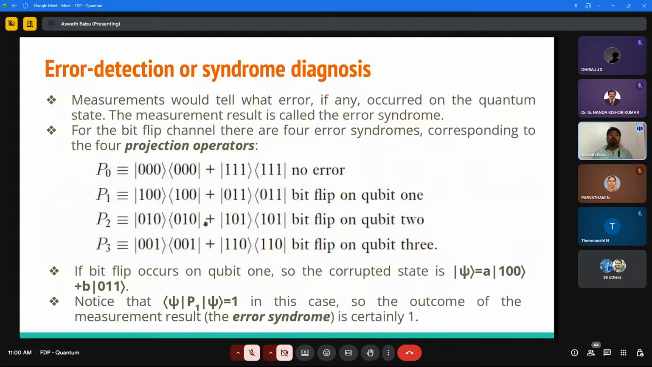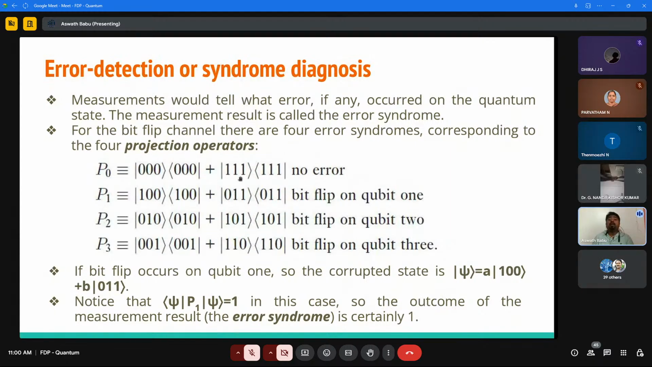Here I am going to create something called a projection operator, which is just like a tool which is going to help me in figuring out whether given qubits are compromised or not. I will have a projection operator P naught, which is a matrix created out of two of the basis elements by taking an outer product: 000 outer product with 000, plus 111 outer product with 111. It is going to give me an 8 by 8 matrix.